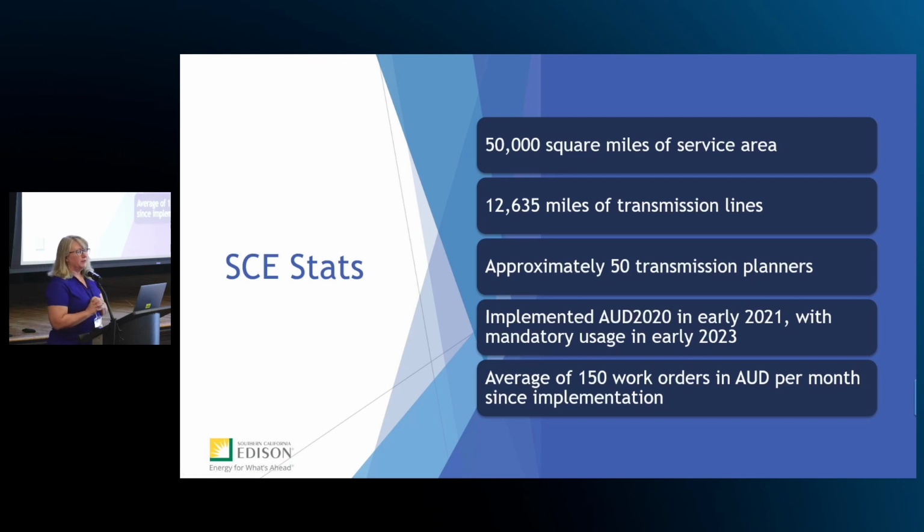Our service area is 50,000 square miles of Southern California, with 12,635 miles of transmission lines. We have approximately 50 planners that work all that service area. We divide it into 8 grids that are spread out across the territories.